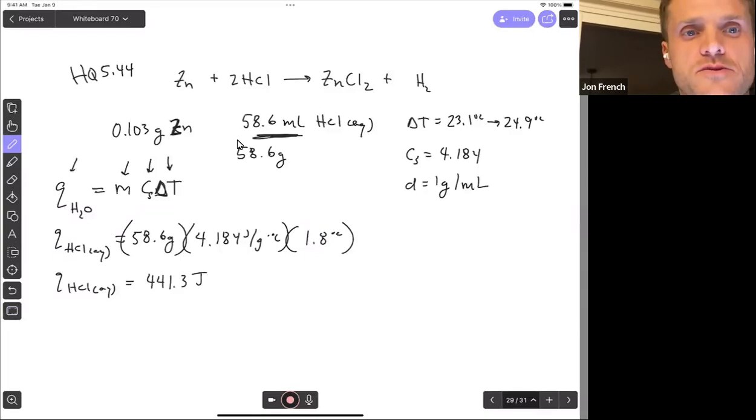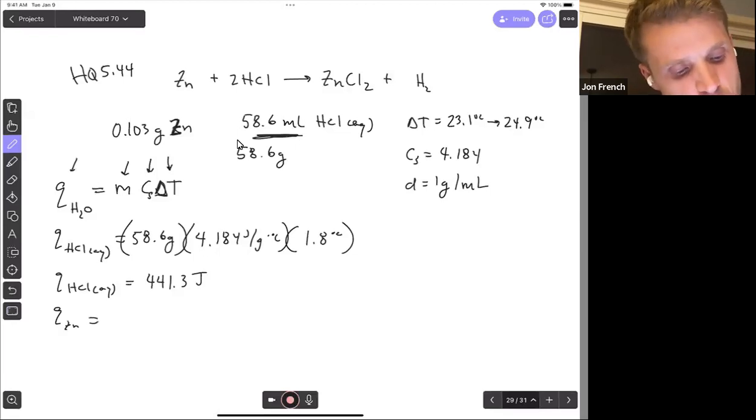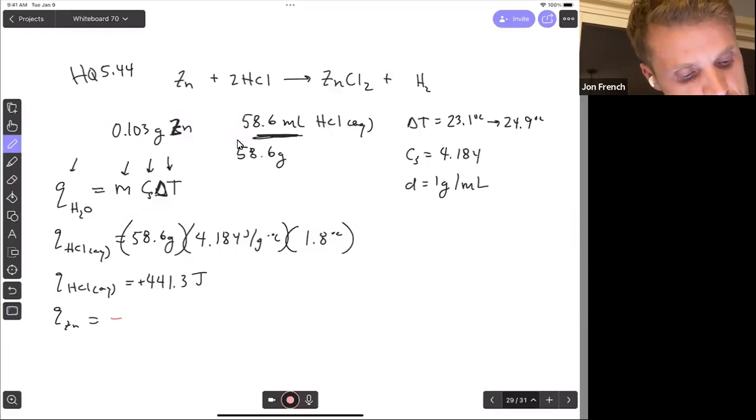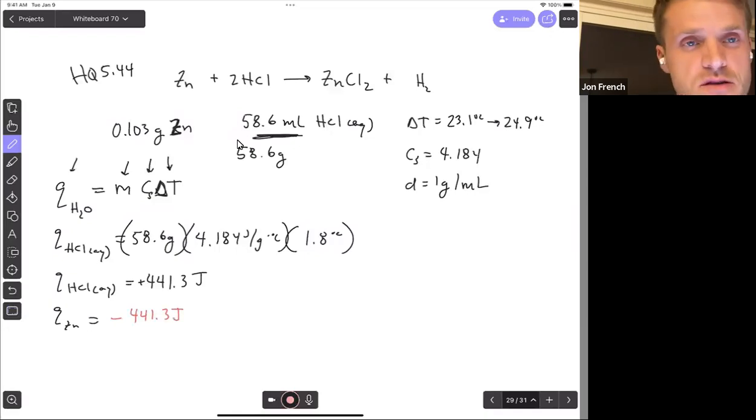Because this is an aqueous solution of HCl, and they tell us in the bottom sentence to basically assume this has the properties of water, because it's HCl in water, right? It's an aqueous solution, but it's mostly water, 99% water. All right, so we know that the water absorbed 441.3 joules of energy. So again, third time tonight we've seen this. It's because the reaction, when zinc reacts with the HCl, is going to lose 441.3 joules of energy.